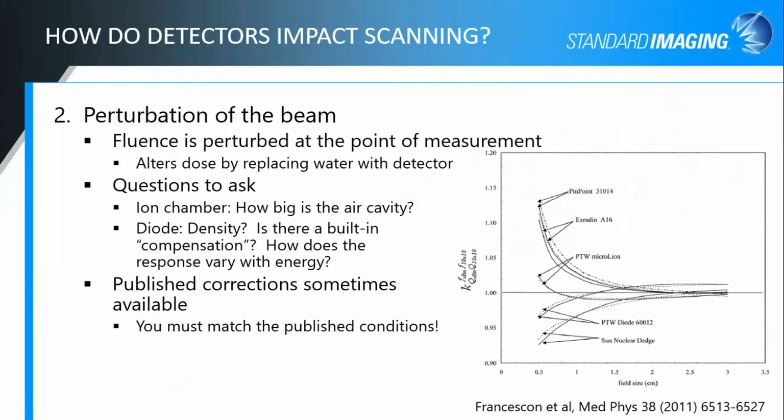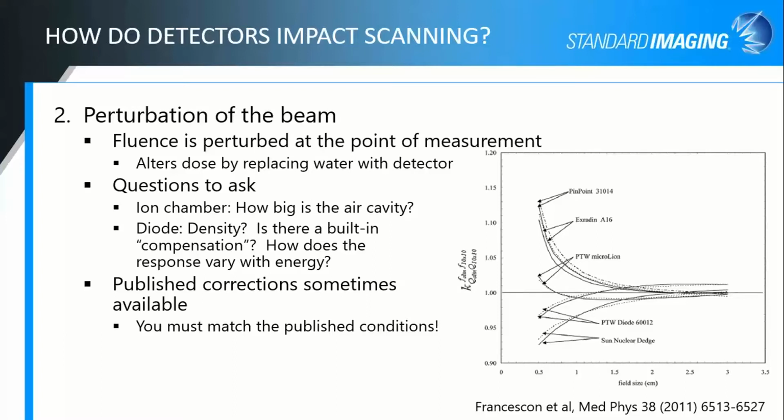The second way that your detector affects your measurements is with perturbation of the beam. When you're putting something into your water tank to make these scanning measurements that is not water equivalent, you are changing the radiation interactions right there at the point where you're trying to measure them by replacing that water with your detector. Ion chambers, obviously less dense than water, will under-respond. Diodes, more dense than water, will tend to over-respond.